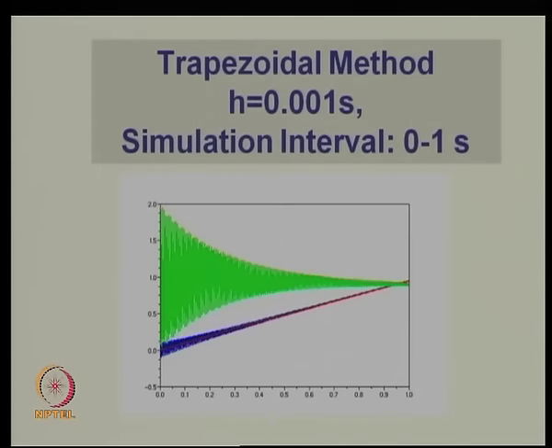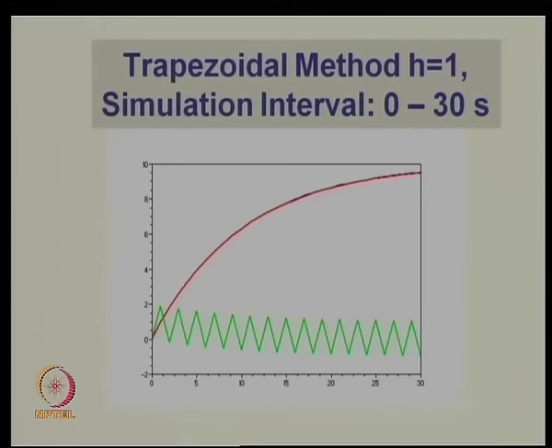Trapezoidal rule with 1 millisecond and a simulation interval of 1 second seems to capture the fast transient quite well. This is unlike backward Euler, which introduces some extraneous damping into the original system. However, if I use the trapezoidal method with h equal to 1, although the response is not destabilized, you are getting a highly inaccurate response as far as VC is concerned. So, the trapezoidal rule is not very good. You cannot use it with very large time steps, or time steps corresponding to the slow response, if your system is very stiff like the one which we are encountering here.